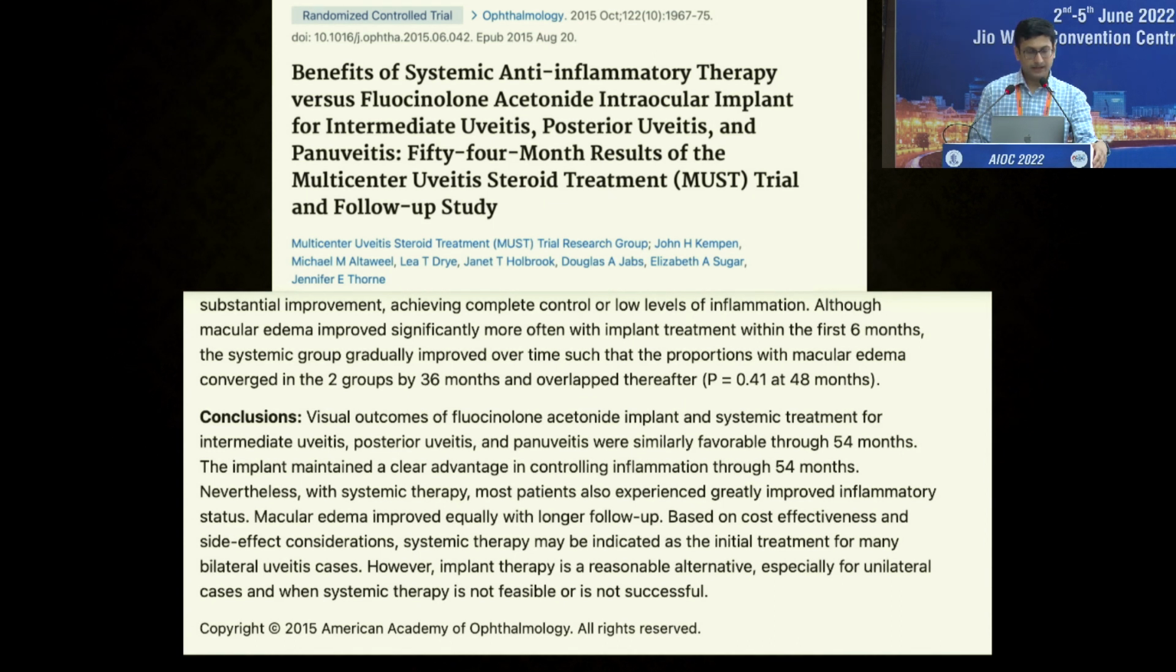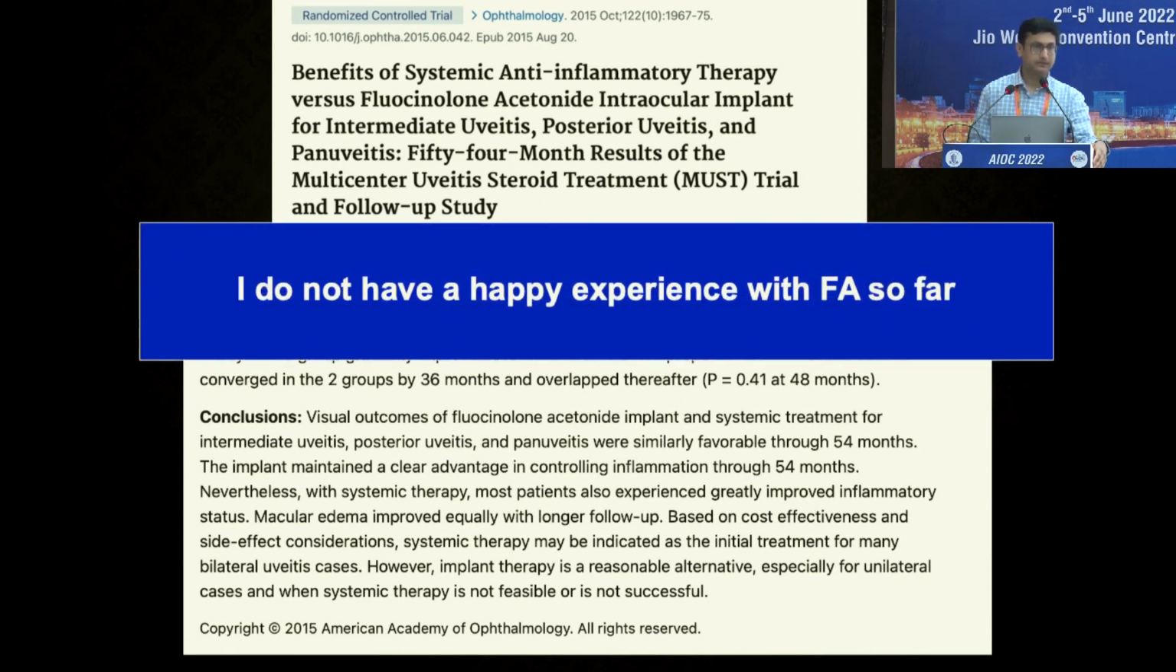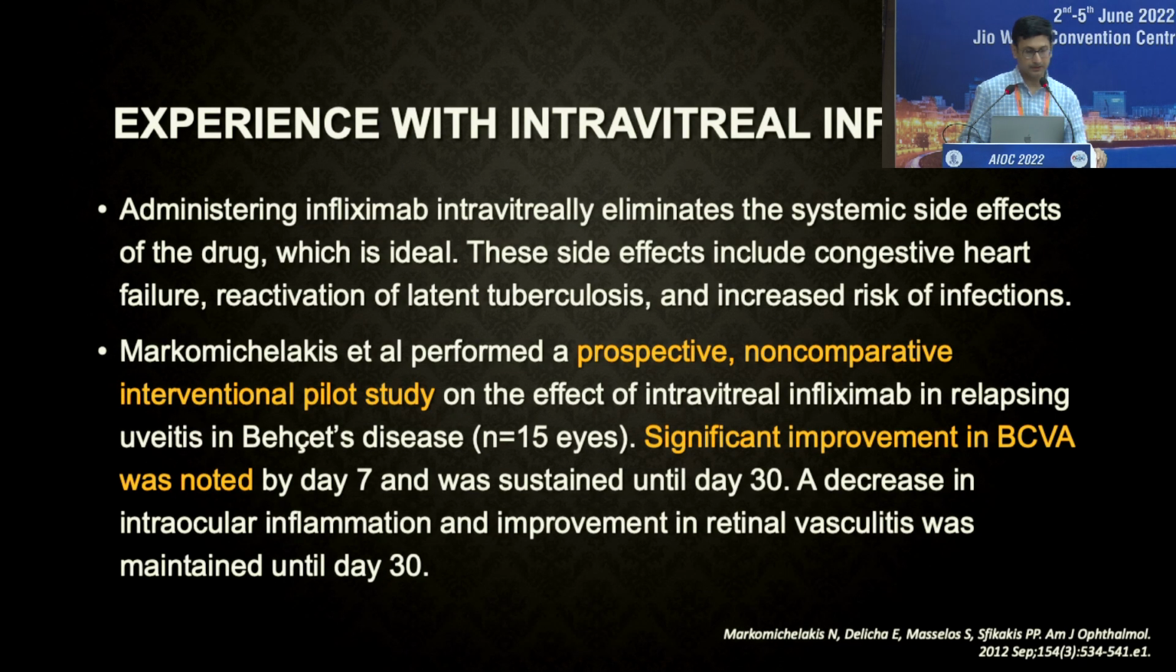The MUST trial also talked about fluocinolone implant. Now, Iluvien has been recently FDA approved for non-infectious uveitis, but I do not have a happy experience because, one, it's not as effective as Ozurdex, and two, it does not last very long. It doesn't last more than 9 to 12 months. The company claims it's 36 months, I think that's not true.